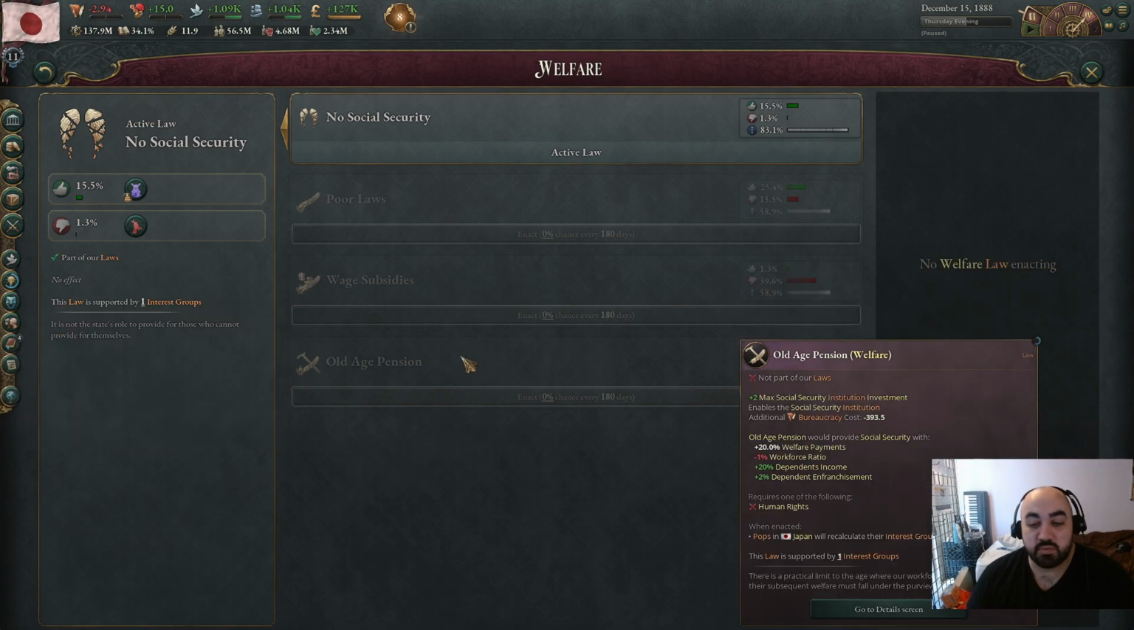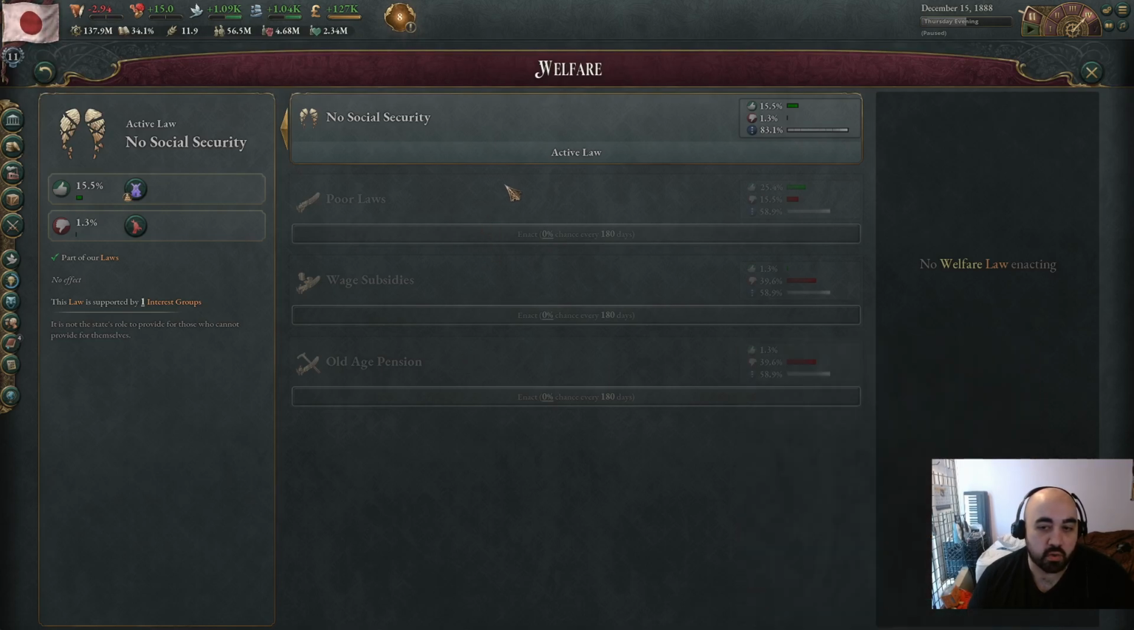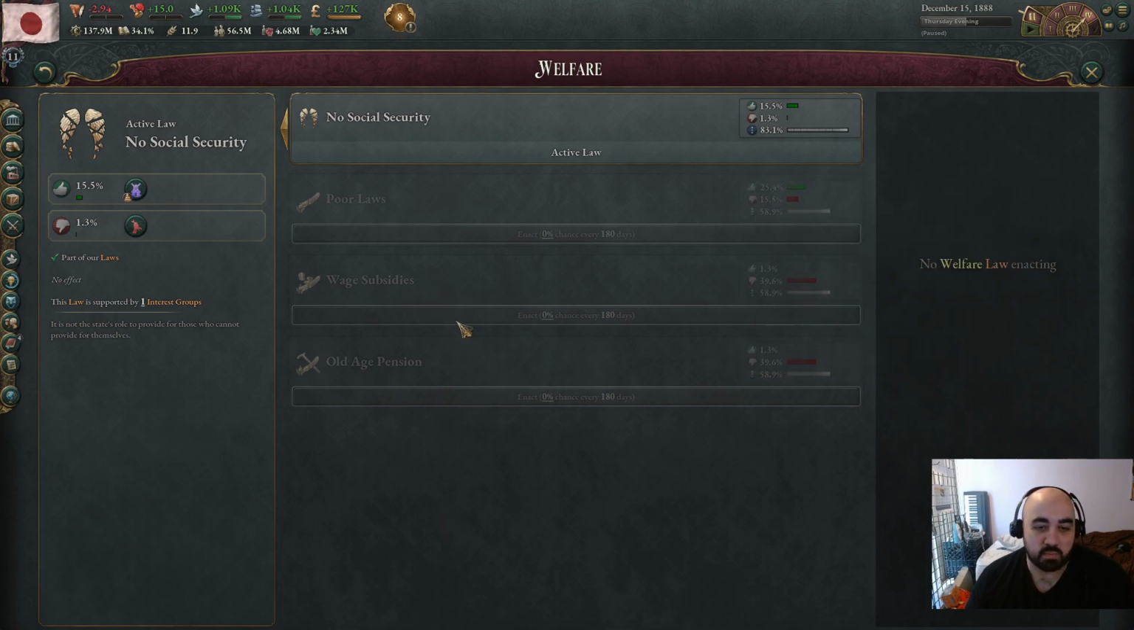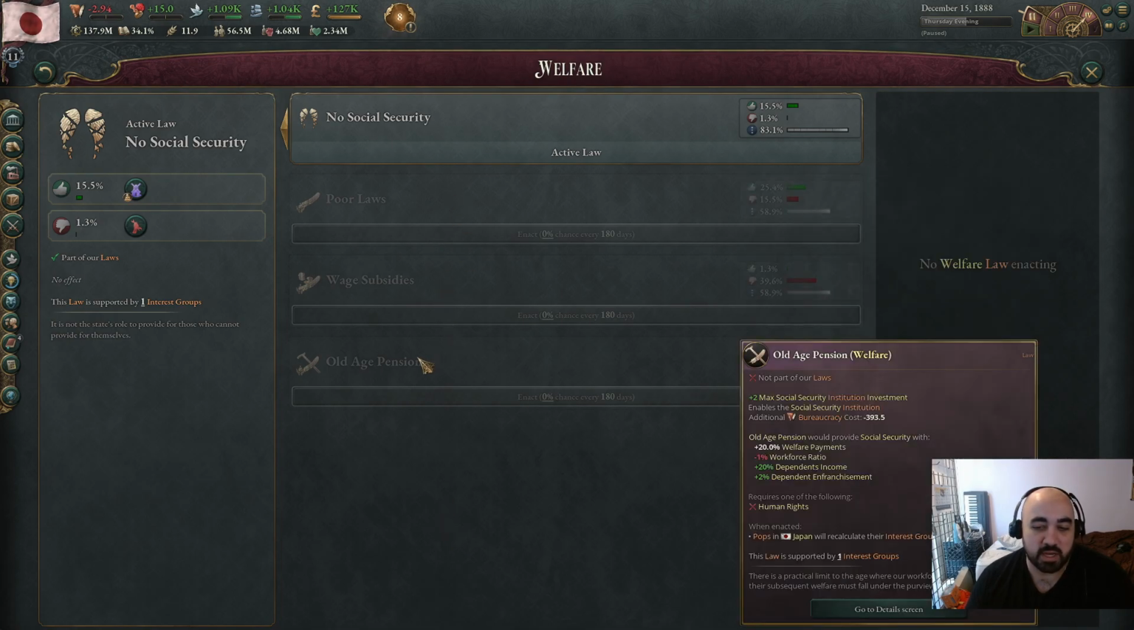In particular, old age pension I think is overall best in a vacuum, but poor laws is often going to be best because the people who oppose it are just the landowners, and so it'll be easiest to keep IGs happy, and so sometimes you just pass poor laws to just stay on IGs being happy.